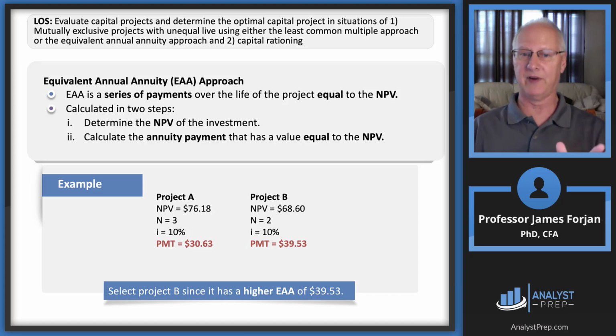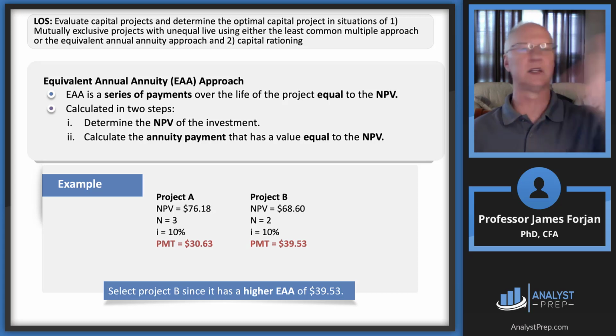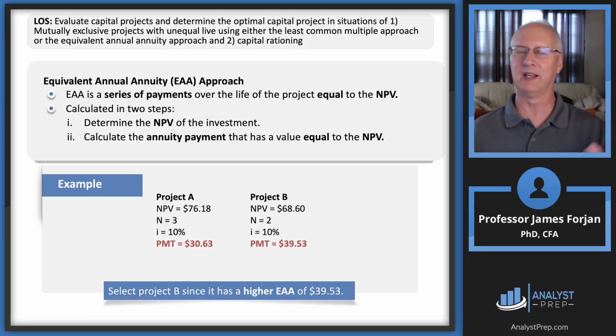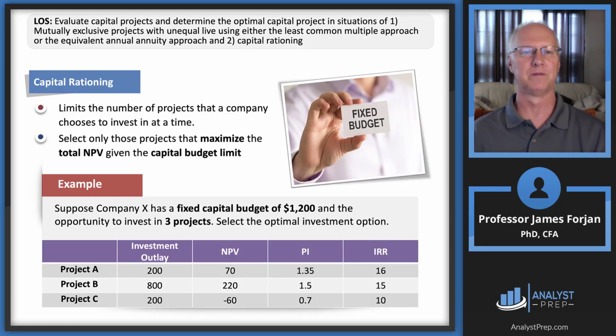So if we have different interest rates, then these two things may not agree with each other, but I don't think that has anything to do with these problems inside of the reading. All right, how about capital rationing?